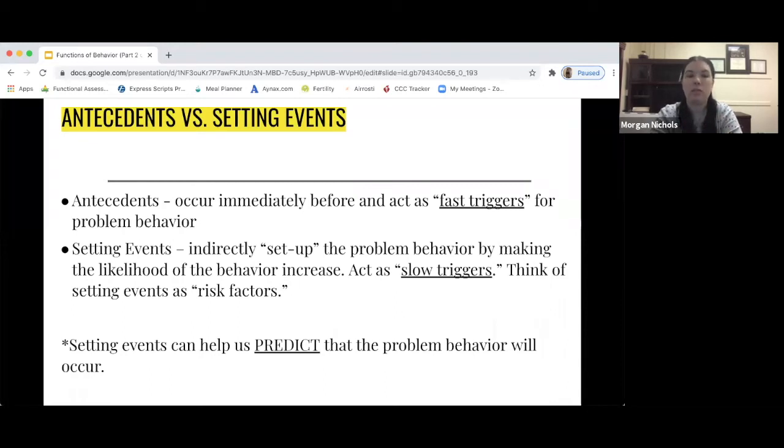So if we as adults or teachers or parents want the child to not cry, or want to avoid whatever the behavior is that the child is doing that's problematic, in this situation, crying, we need to know that the setting events and the antecedents are going to affect that behavior, right?